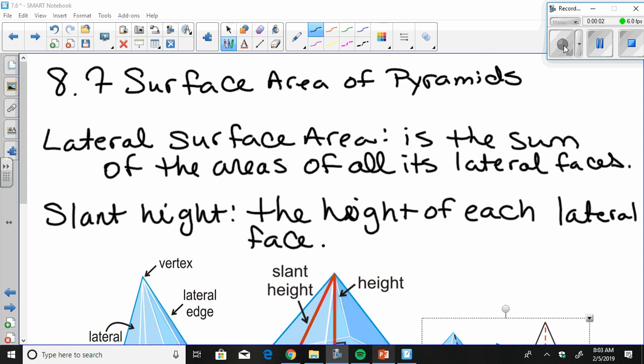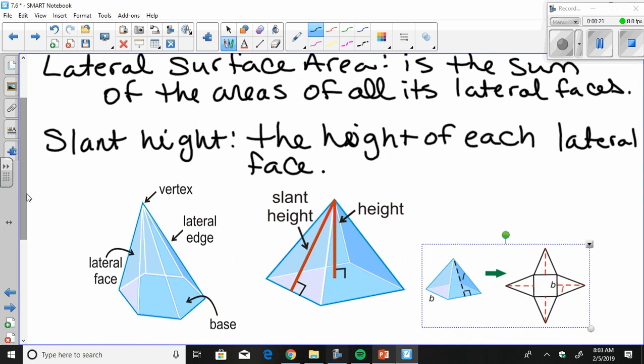7th grade, Chapter 8, Section 7, Surface Area of Pyramid. So surface area, remember, is what wraps around the figure, or it's each separate face of the figure. So lateral surface area is the sum of the areas of all of its lateral faces. And what's a lateral face? Here I have a picture of it. So it's each of the sides that makes up the figure, including the base.